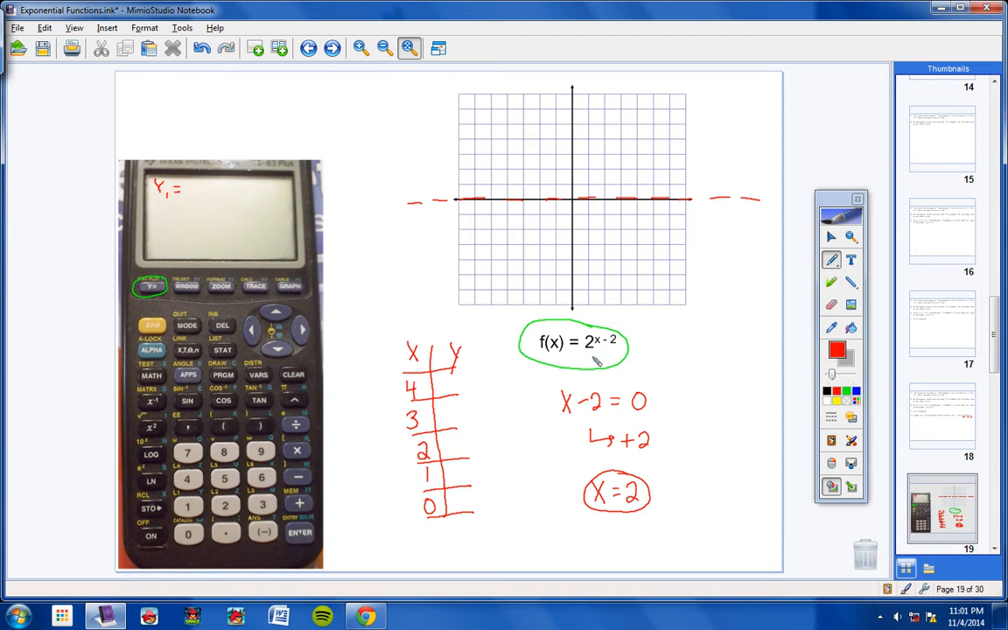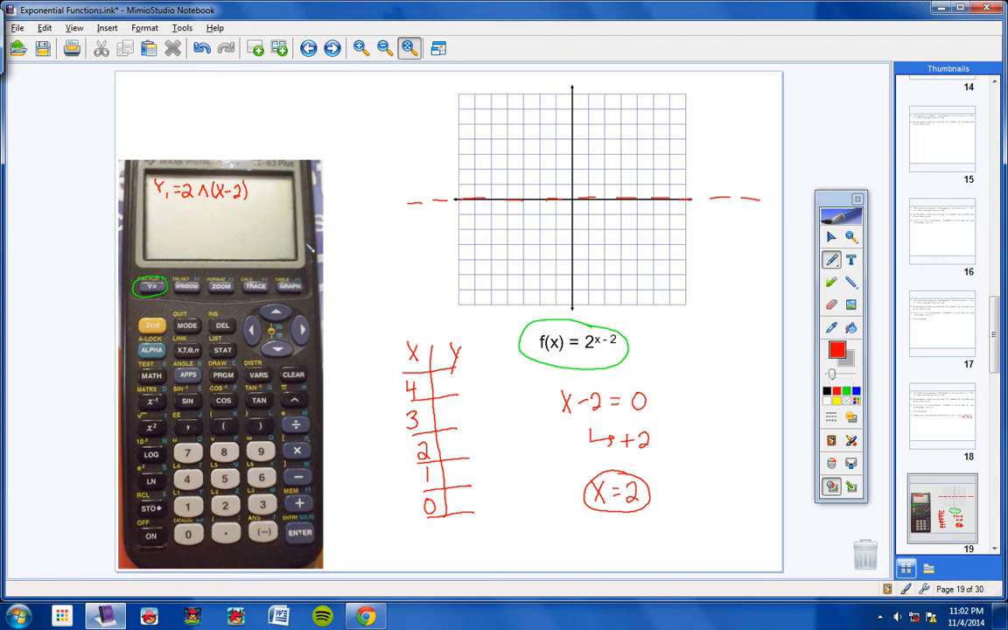See this 2 right here? Hit 2. Then hit the arrow button, which is right here. There's the arrow button right there, okay? Hit the arrow button, and this will pop up. Now, students, always put parentheses around your exponent, okay? Always. So put a parentheses, and then type in x minus 2. There you go, you're good.